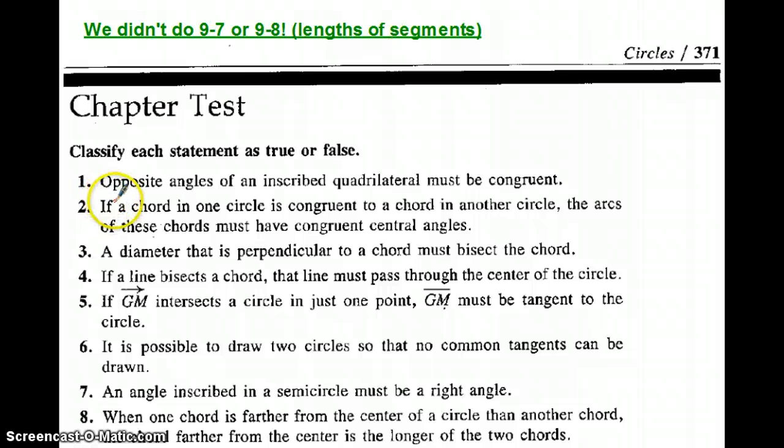I think for this I may have to split these up and get myself some more room, so bear with me if I have to do that. You know what? I'll keep this page in case you want to see all the true-false answers in one place. I'll just add pages. All right, number 1, opposite angles of an inscribed quadrilateral must be congruent.